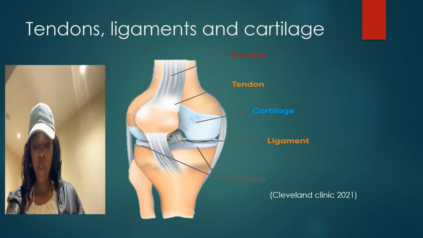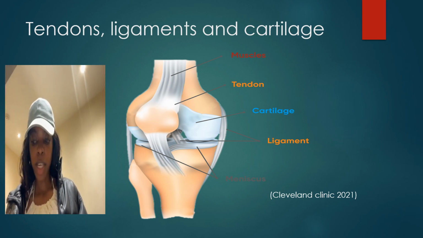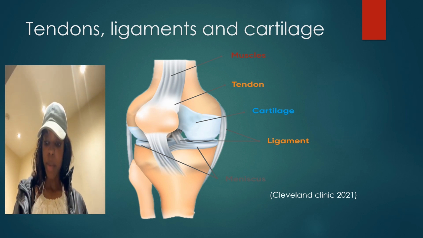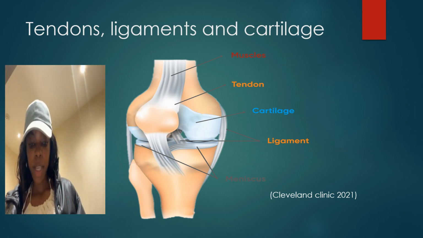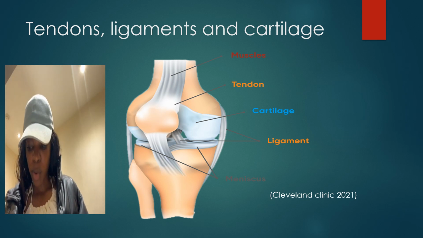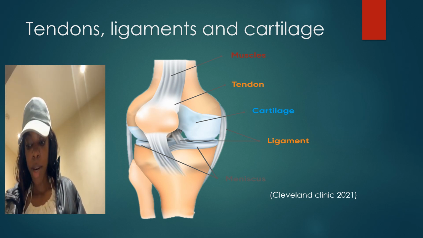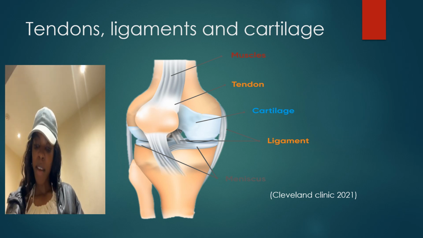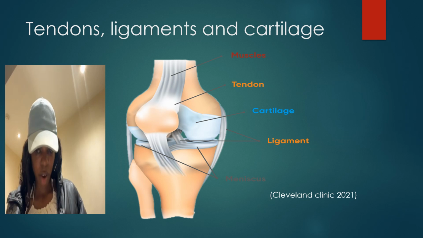I will start with tendons. Tendons connect muscle to bone, and they are strong and elastic. They are fibrous cords with collagen fibers that are tightly packed in a parallel arrangement. Their function is to connect muscle to bone, allowing movement when muscles contract.